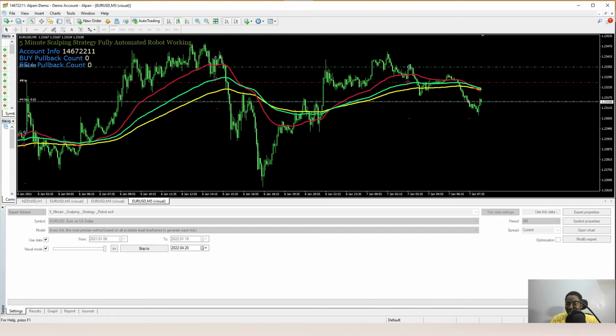So even if this closes in take profit, this is also going to close in take profit. So everything is going to close. These two trades are going to close on this take profit. You understand? They are going to close on that take profit.